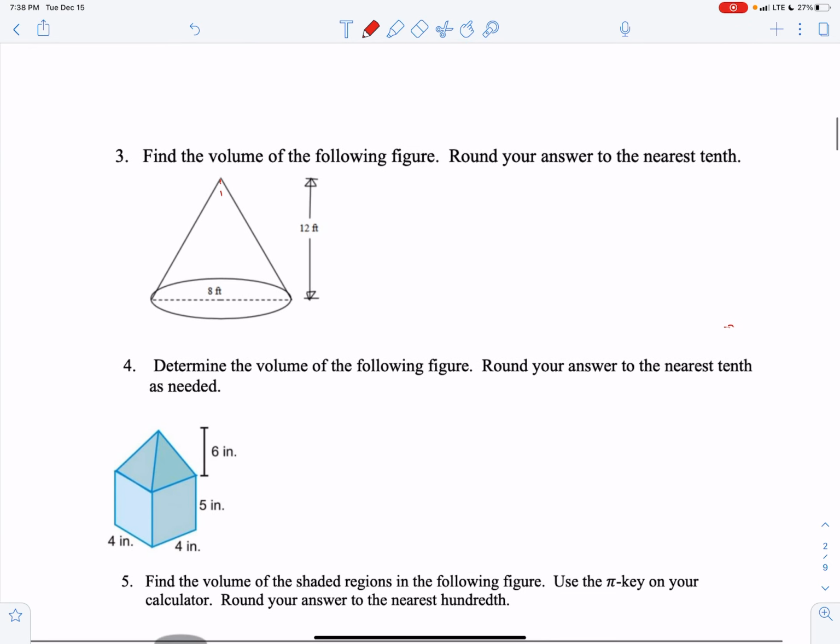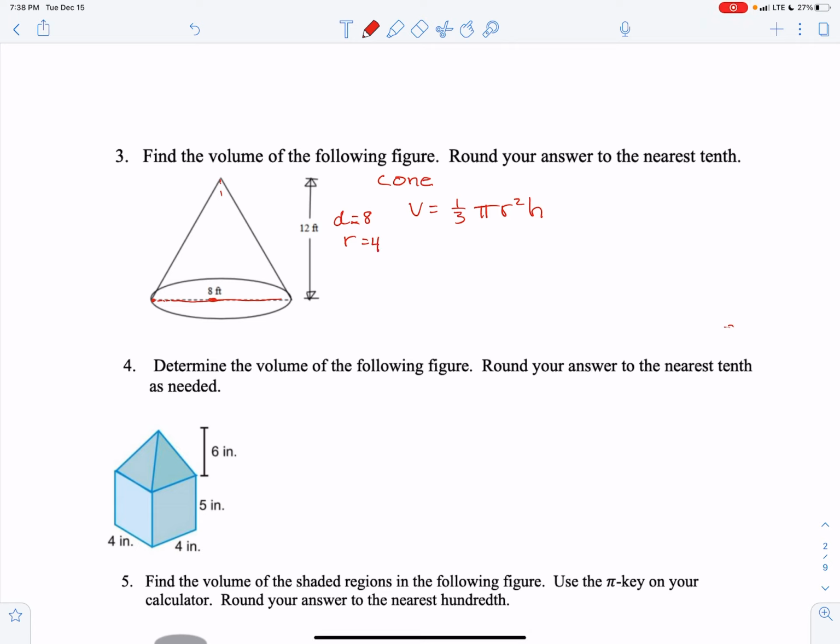Now for 3, we want to find the volume of the following figure. This figure is a cone, and the volume of the cone is 1/3 pi r squared h. So the r, that's the radius of the circular bottom. Well, what they gave us was the distance from one edge through the center all over to the other. So they gave us a diameter. So the diameter is 8. So the radius will be half of that. So the radius will be 4.